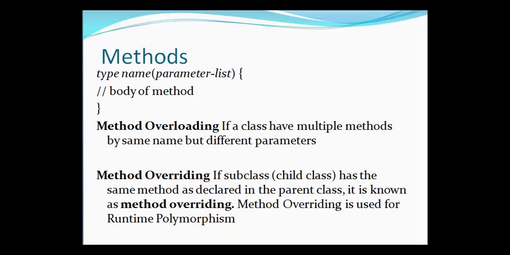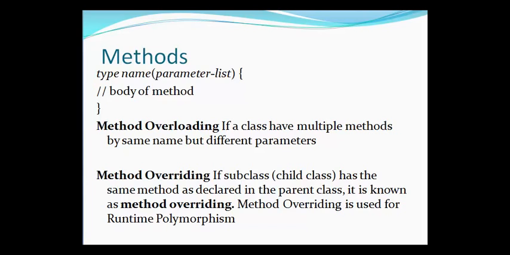Methods. As discussed before, classes usually consist of two things: instance variables and methods. So here's the way we declare our method: type, name, parameter list, and then the body of the method in which we write our code. Here type specifies the type of data returned by the method. This can be any valid type, including the class type that you created. If the method does not return a value, its return type must be void.